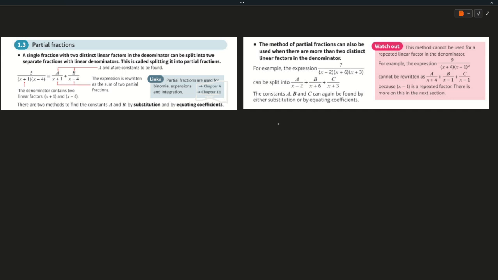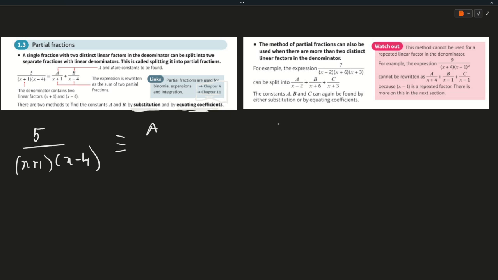A single fraction with two distinct linear factors in the denominator can be split into two separate fractions with linear denominators. This is called splitting into partial fractions. There are two methods by which constants a and b can be found: by substitution and by equating coefficients. Although you can basically do a combination of these two, and I'm going to show you exactly how we do this. So as a first example here, we have x plus 1 and x minus 4.